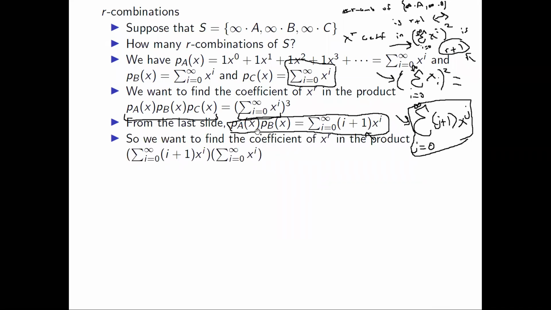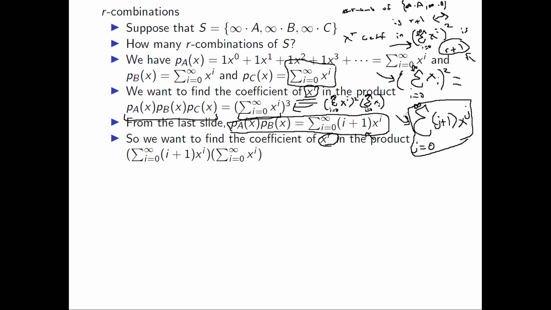So we're going to use this fact. Since we're trying to find the x to the r coefficient in this product right here, we can actually find the coefficient of x to the r in a simpler product where we write this one as the sum i equals 0 to infinity of x to the i, squared, times itself. So the sum i equals 0 to infinity of x to the i. We had the sum cubed, and we just write it as the sum squared times the sum.